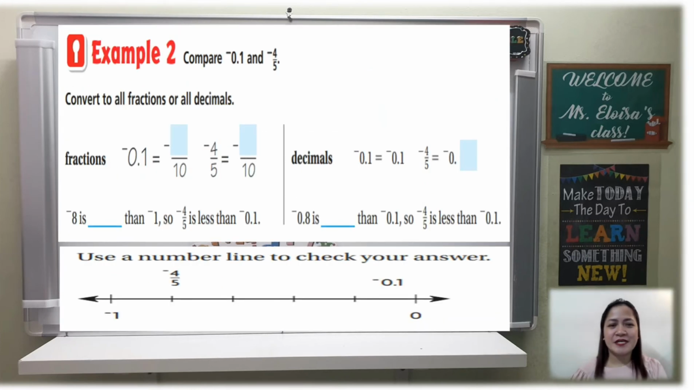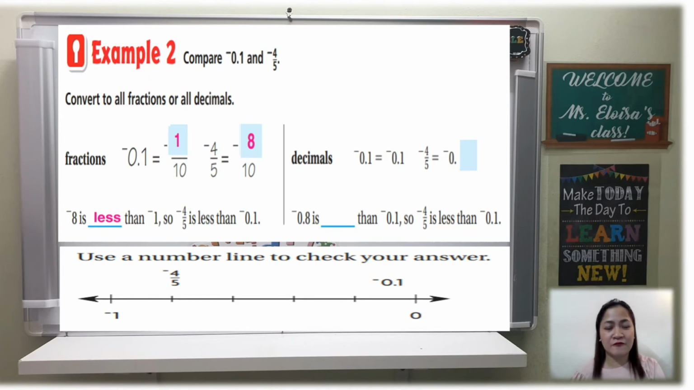Example number 2. Compare negative 0.1 and negative 4/5. So we need to convert to all fractions or all decimals. First, let us convert to fractions. So negative 0.1 will be negative 1 over 10, and negative 4/5 is already a fraction, but we have to make it another fraction with the same denominator as the other fraction, so that will be negative 8 over 10. Negative 8 is less than negative 1, so negative 4/5 is less than negative 0.1.